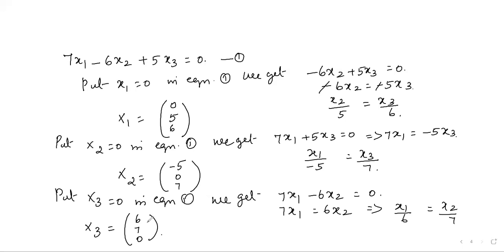Since the matrix is non-symmetric, the corresponding eigenvectors x1, x2, x3 must be linearly independent for diagonalization. Hence, the eigenvalues of the given matrix are minus 1, minus 1, minus 1. All three eigenvalues are same. The eigenvectors corresponding to eigenvalue minus 1 are x1 equal to 0, 5, 6; x2 equal to minus 5, 0, 7; x3 equal to 6, 7, 0.